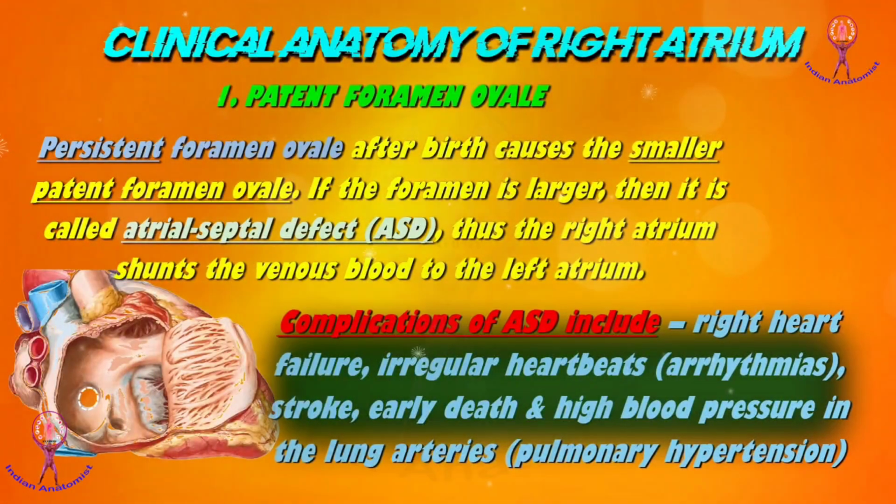Now, what are the complications of ASD? The commonest are right heart failure, irregular heartbeats or arrhythmias, stroke, early death, and high blood pressure in the lung arteries, also called pulmonary hypertension.